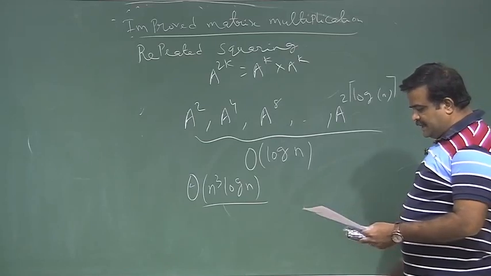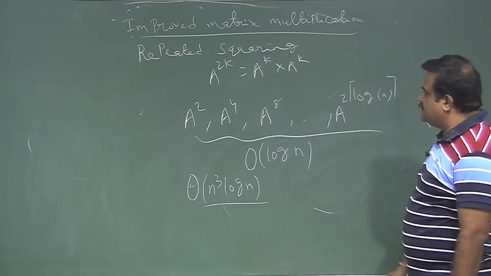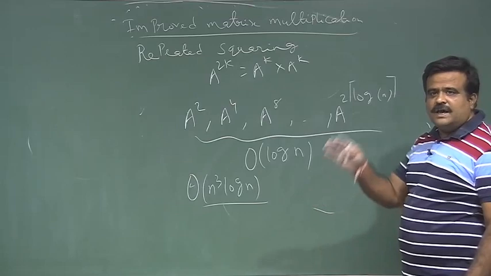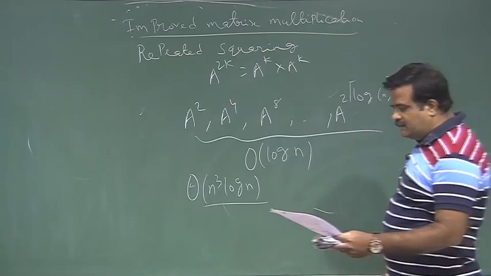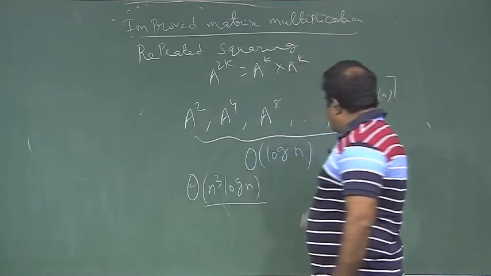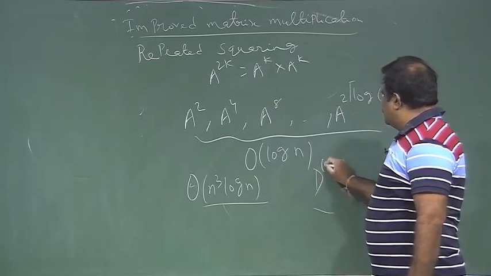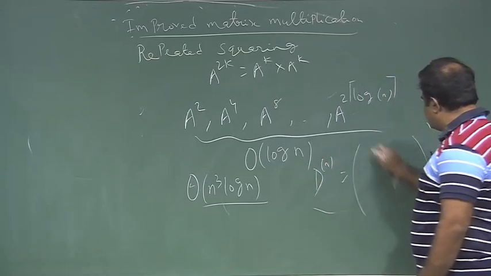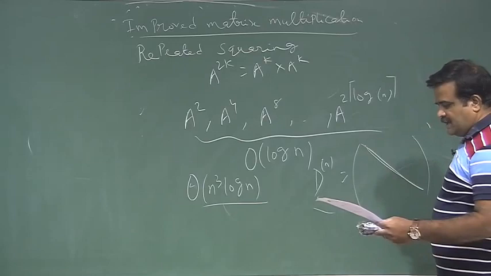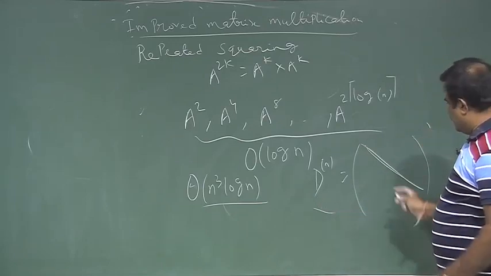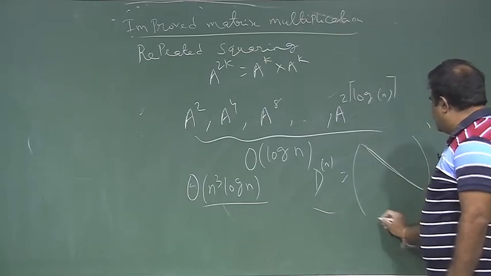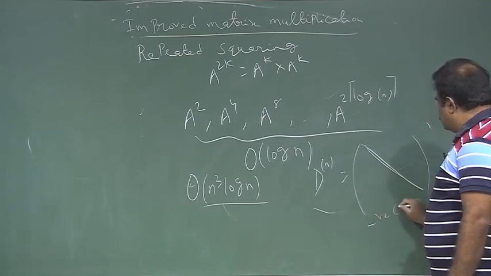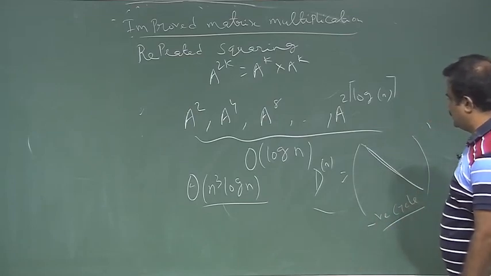And to detect the negative cycle, if there is a negative cycle, then it will not converge, and we have to check the diagonal element. So we find A to the power n, say, and we check the diagonal element, and if the diagonal element has a negative value, then there is a negative cycle. This is how we detect the negative cycle.